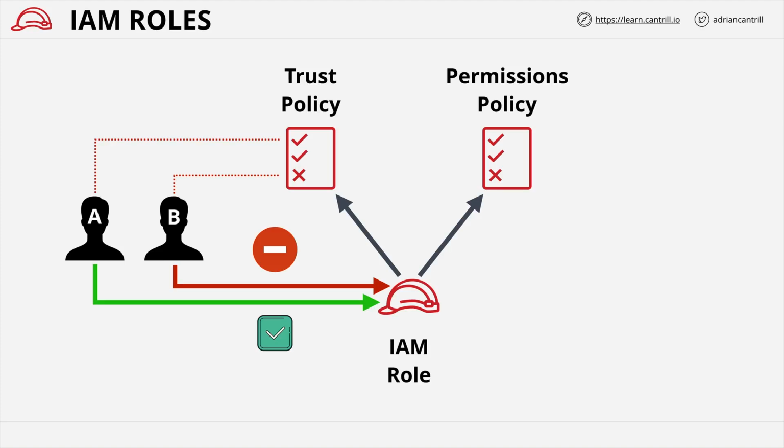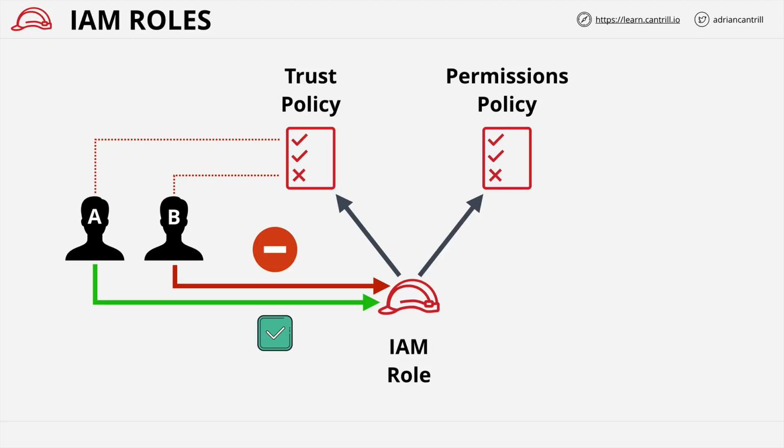Now, the trust policy can reference different things. It can reference identities in the same account, so other IAM users, other roles, and even AWS services such as EC2. And a trust policy can also reference identities in other AWS accounts. As you'll learn later in the course, it can even allow anonymous usage of that role and other types of identities such as Facebook, Twitter, and Google.